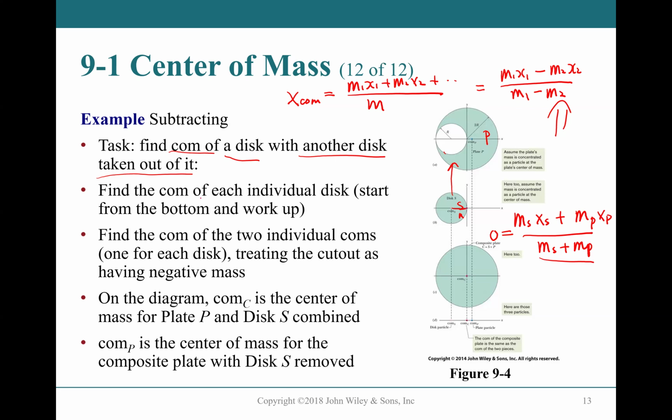So here, find the center of mass for each individual disk. Find the COM for two individual center of masses, treating the cutout as having negative mass. And also, you can either use this way or use this way, but you are going to get the same thing. If there is a cutout from the plate, you can view it as a negative mass. Okay, so plus becomes minus.